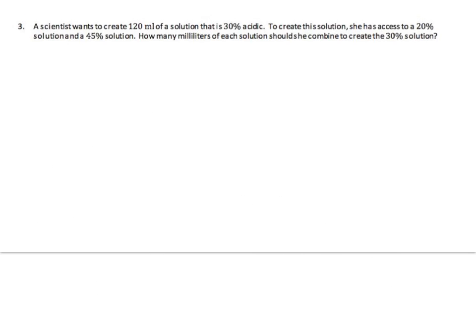Okay, here's a word problem. And these word problems are so common. I actually went through the same word problems with my Algebra 1 students just last week. So a scientist wants to create 120 milliliters of a solution that is 30% acidic. The scientist has access to a 20% solution and a 45% solution. So she's going to dilute the 45% solution with 20%. How many milliliters of each solution should she combine to create the 30% solution?